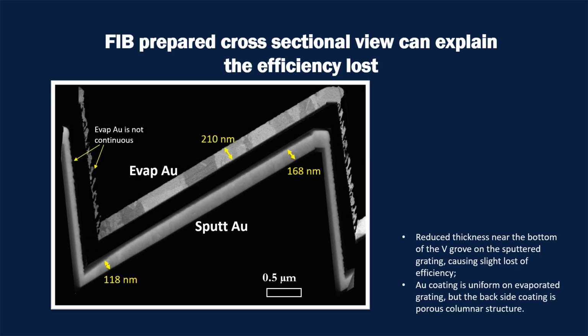This is a FIB cross-section view of the e-beam gold-coated grating. The gold coating on the low-angle surface is very uniform, but on the high-angle surface, the film is very porous with columnar structure. By comparison, sputtering is better in terms of uniformity. The film thickness varies based on the angle. E-beam evaporation does not do well on high-angle surfaces.